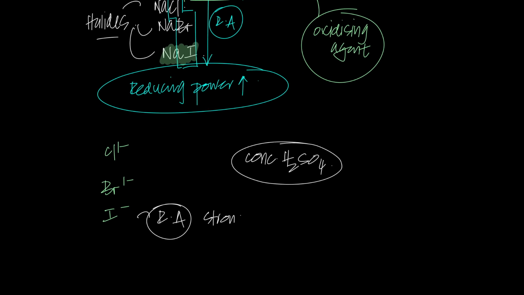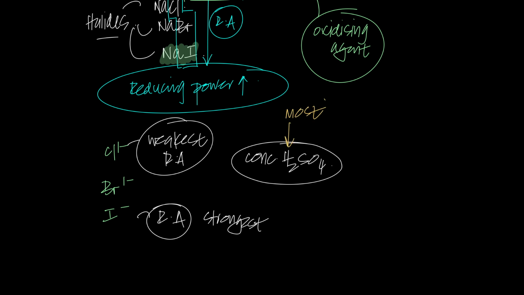this is the strongest reducing agent, right? And this is the weakest reducing agent. If I ask you a general question, which is the chloride ion, the bromide ion, or the iodide ion, which of these ions would oxidize sulfuric acid the most? Sorry, which of these ions would reduce sulfuric acid the most? Not oxidize, reduce sulfuric acid the most.